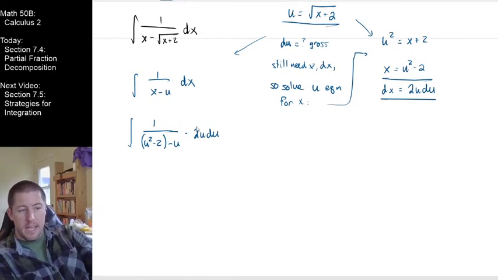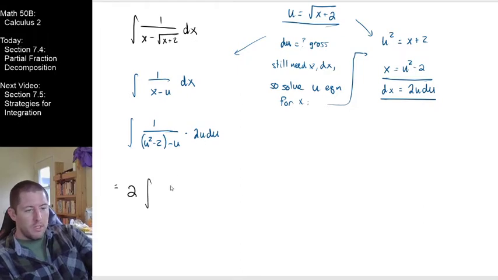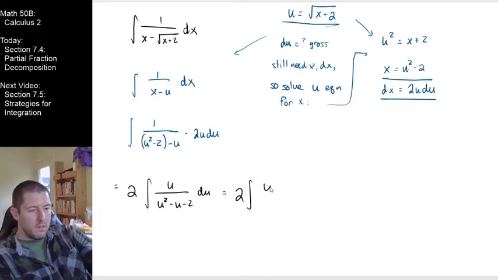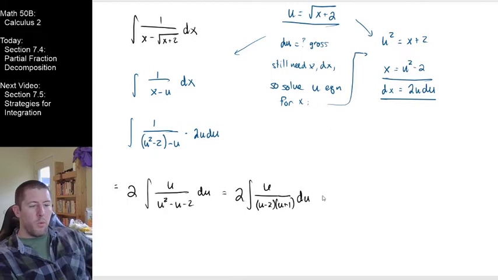I'm seeing some things: the constant multiple of 2 is coming out front. That u is a new numerator term. In the denominator, u squared minus u minus 2 du. Is this factorable down there? It looks like this is u minus 2, u plus 1. Oh man, we're cruising now. We're at partial fraction decomposition with this guy right here.